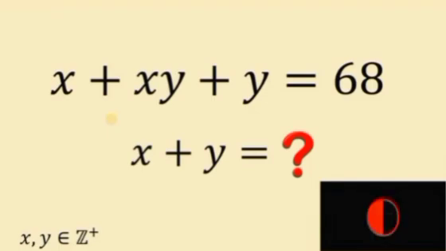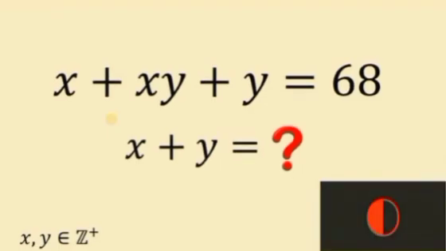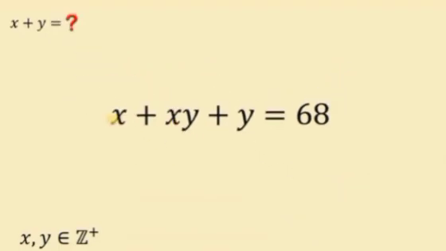And now let's answer this question together. So, the given is you have x plus xy plus y equals 68, wherein x and y are both positive integers, and our goal here is to solve for the value of x plus y. Now, we're given one equation, and our goal is to solve for the sum of x and y. So, how can we do that?